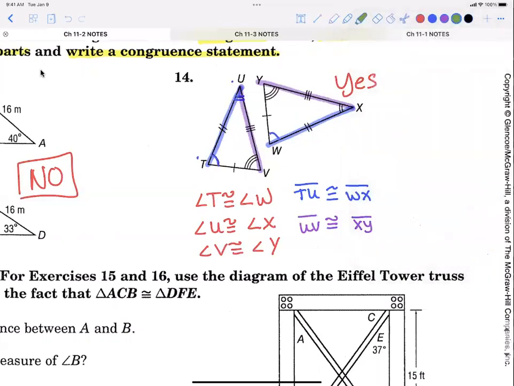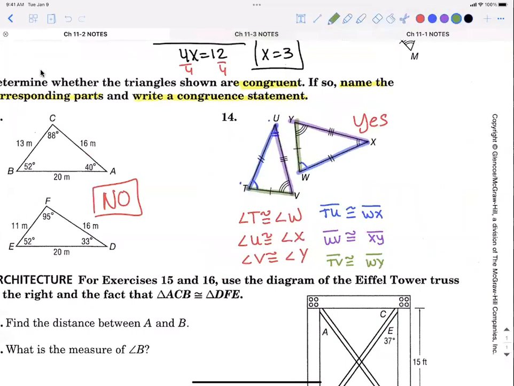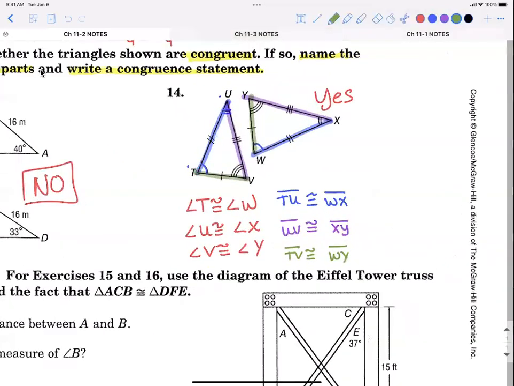And then last, I'm going to do 1st angle to 3rd angle. So 1st angle to 3rd angle. And when I do that, I'm going to do 1 to 3, which would be TV. So that means on the other one, I'm going to do 1st angle to 3rd angle, which means I'm going to put what first? Yeah, the W, then the Y. So here I have listed all of the corresponding parts or the congruent parts. I've listed angles and I've listed sides.